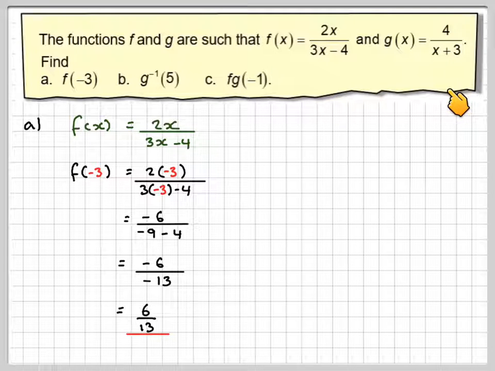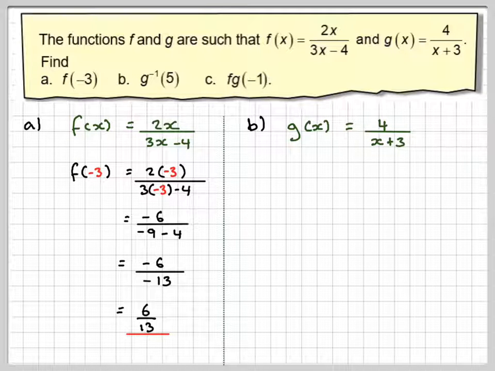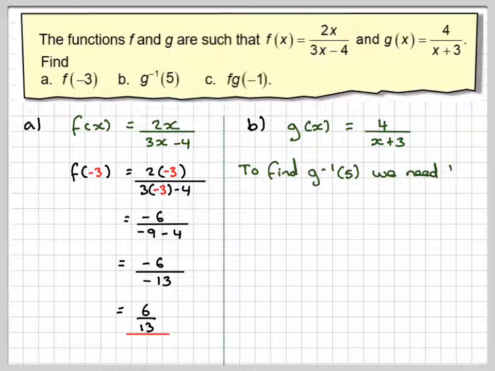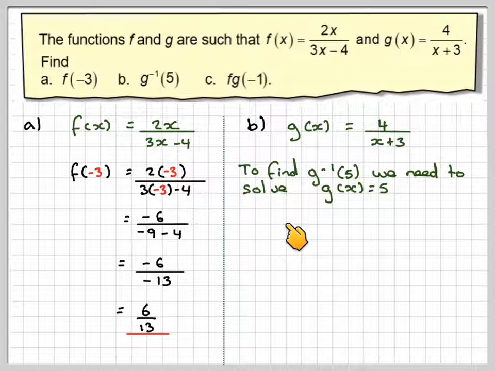Right, if we want to find the inverse of 5, then all we need to do is put 4 over x plus 3, which is g of x, equal to 5. So g of x is 4 over x plus 3. To find g to the minus 1 of 5, without actually finding the inverse function, all we need to do is solve the equation g of x is equal to 5. So we put 4 over x plus 3 equal to 5, and then solve it.